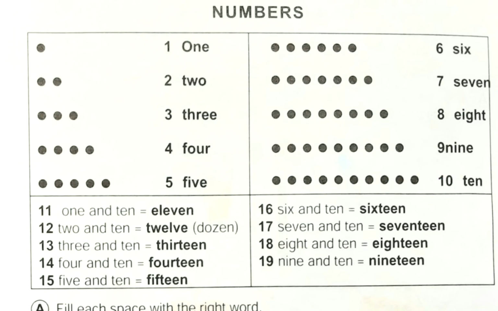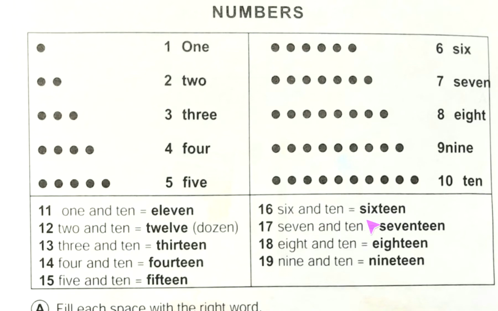So after 10, what is it called? See, 1 and 10 is called 11. 2 and 10 is called 12. It is also called a dozen. 3 and 10 is called 13. 4 and 10 is called 14. 5 and 10 is called 15.